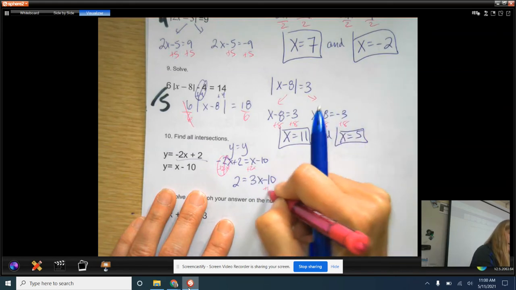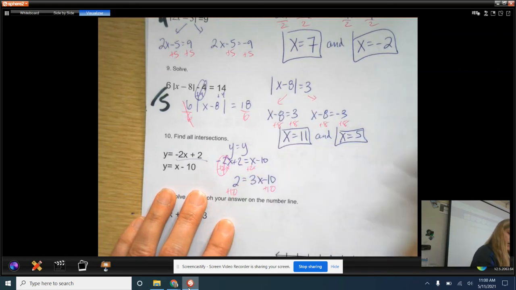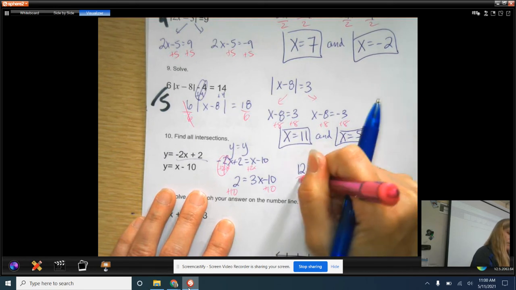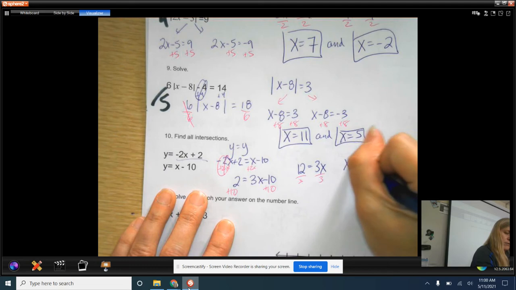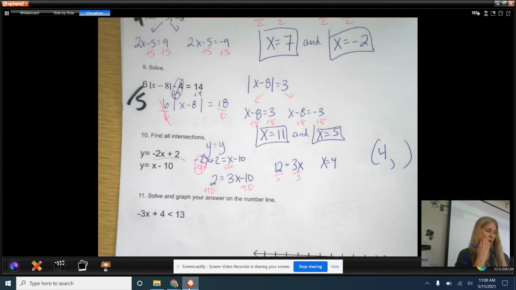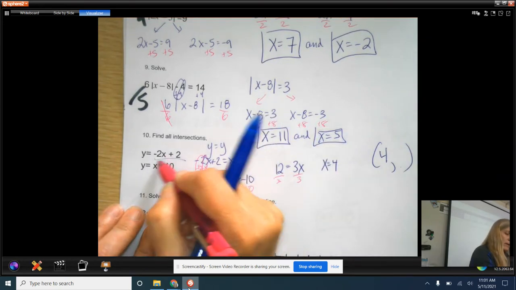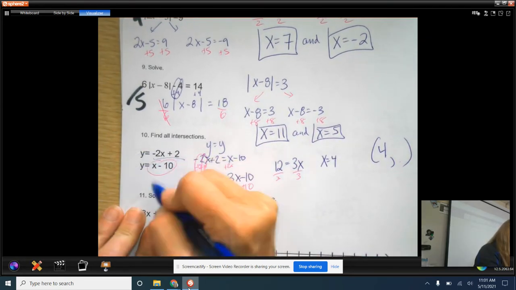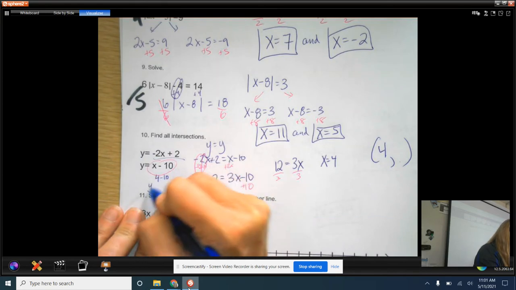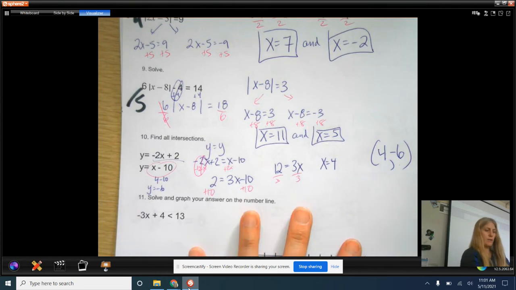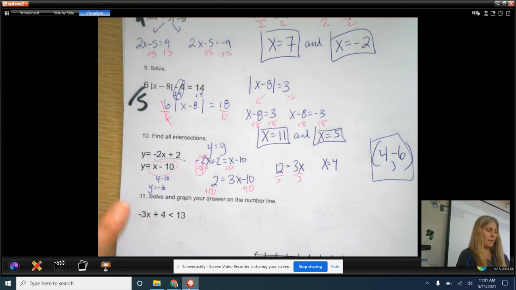We're going to add 10 to both sides. And 12 is equal to 3x. Divide both sides by 3. And x is equal to 4. That's half of our work. Remember, it's an ordered pair. I'm now going to go ahead and plug in for x and solve for y. So y is equal to 4 minus 10. So y is equal to negative 6. Okay, so our answer, these two lines are going to intersect at (4, negative 6).